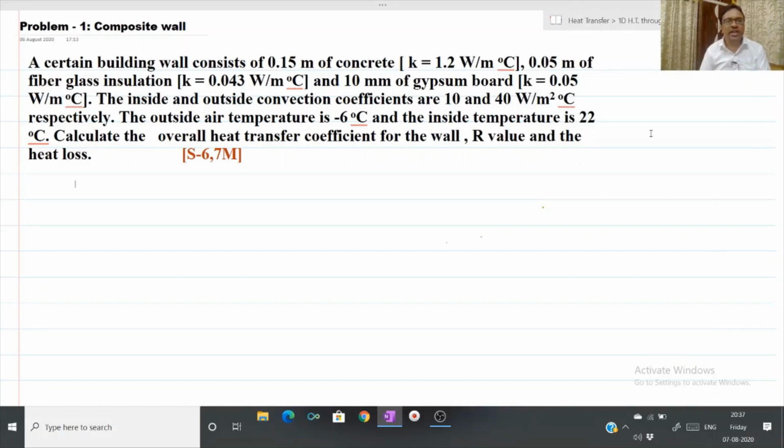The inside and outside convection coefficients are 10 and 40 watt per meter square degree Celsius respectively. The outside air temperature is -6 degrees Celsius and the inside temperature is 22 degrees Celsius. Calculate the overall heat transfer coefficient for the wall, R value, and the heat loss.